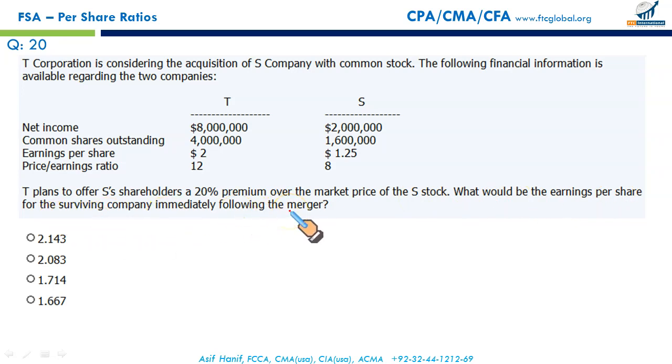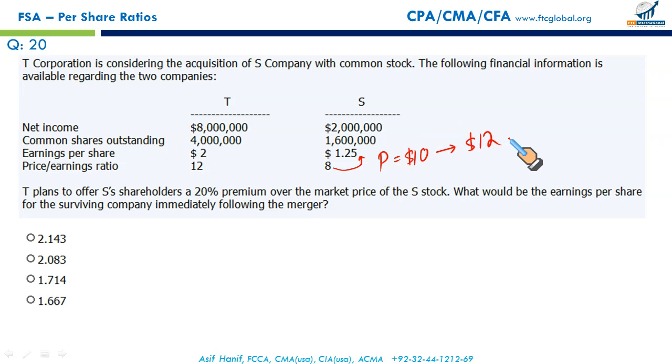First of all, let us establish what is the price T will have to pay for each share of S. We have been given the price earning multiple and earning per share. So simply multiply the price earning multiple of 8 with earning per share of 1.25. It means the current share price of S is $10. Since T is going to pay 20% more than the current market price, the price offered is going to be $12. That is the price with premium.